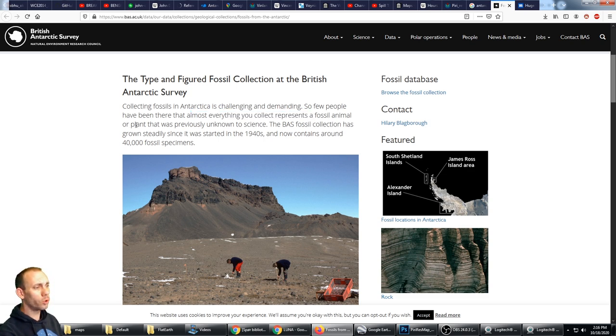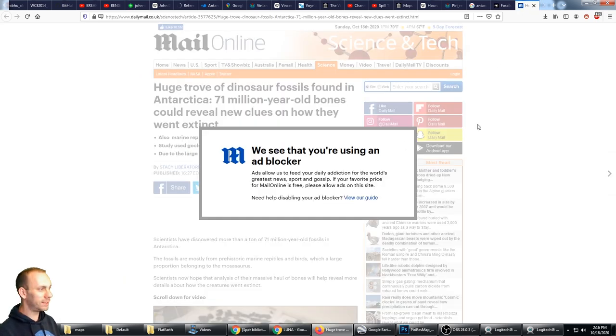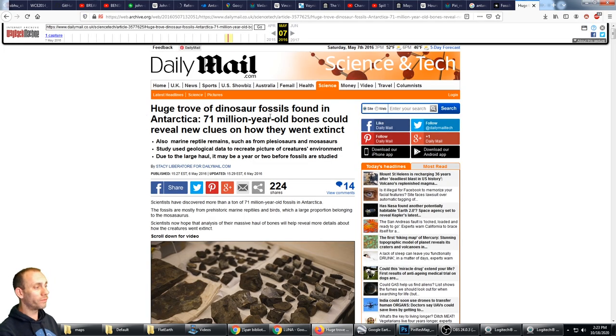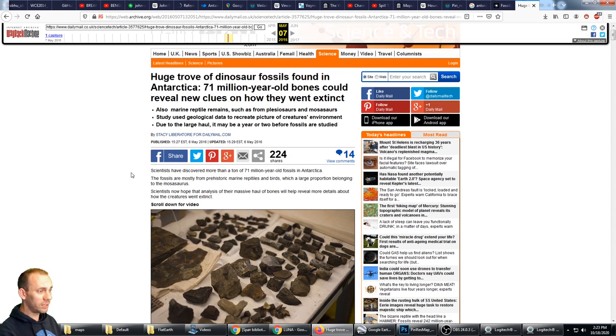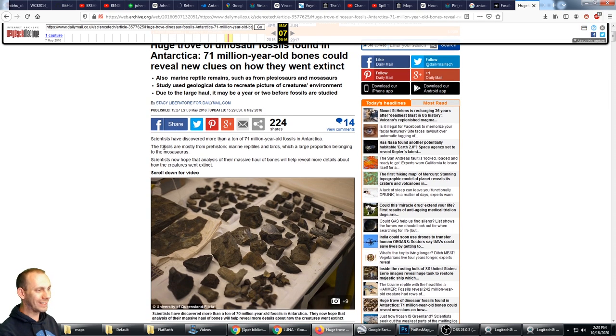Almost everything you collect in Antarctica represents a fossil animal or plant that was previously unknown to science. So almost every fossil that they're finding in Antarctica, we've never even known they existed. Unknown species. Huge trove of dinosaur fossils found in Antarctica, 71 million years old. Some old bones could reveal new clues on how they went extinct. Scientists have found more than a ton of dinosaur bones in Antarctica.